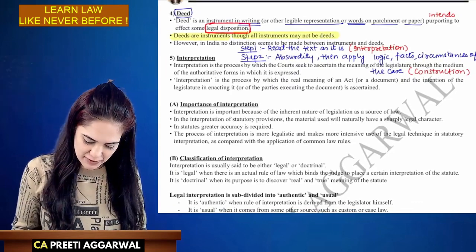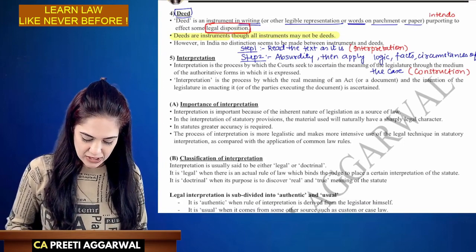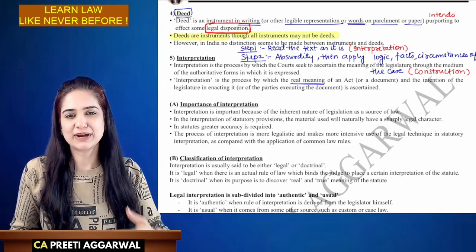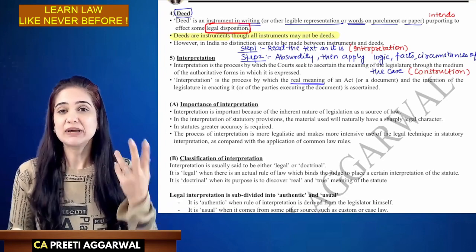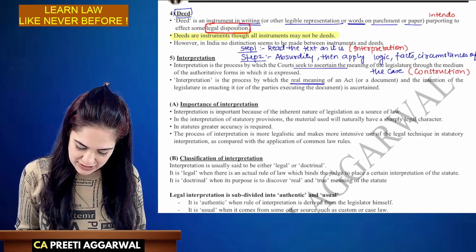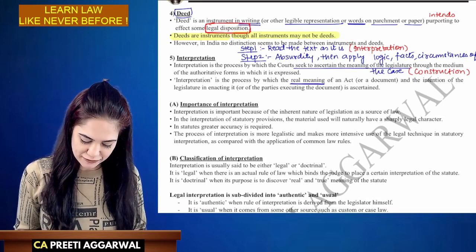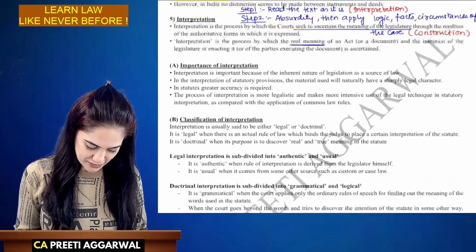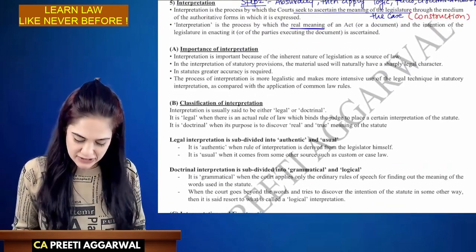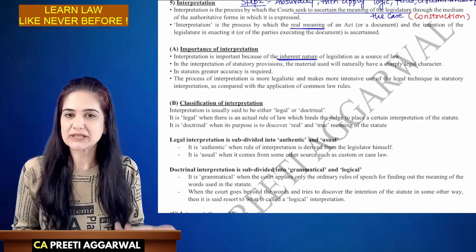Interpretation is the process by which the courts seek to ascertain the meaning of the legislature. It is the process by which the real meaning of the act or document, the intention, is to be understood. What are the keywords? Courts seek to ascertain the meaning of the legislature. We try to find the real meaning. Why is interpretation important? Because of the inherent nature of legislation as a source of law. We need to understand what is written as it is.